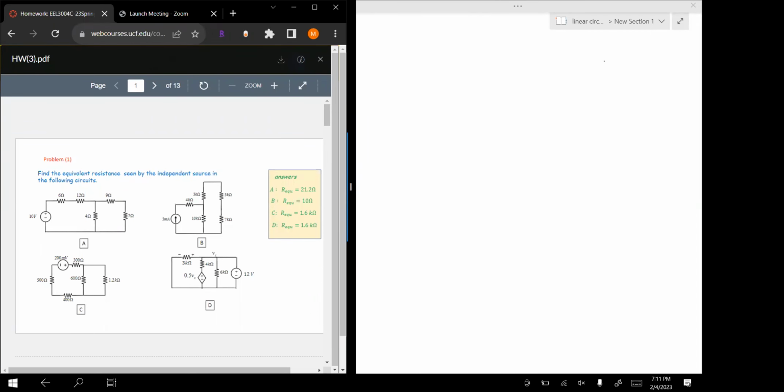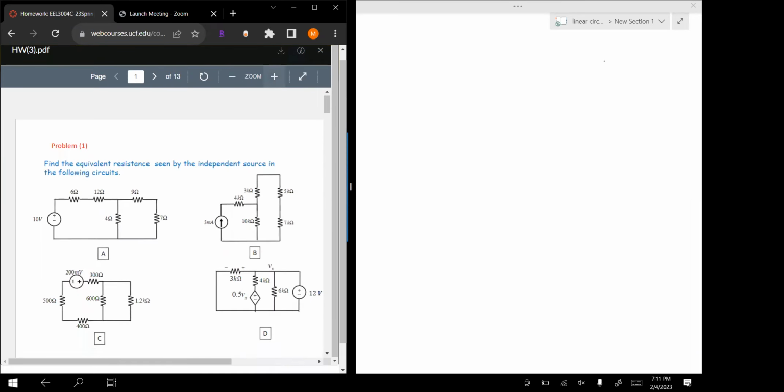So basically the goal is we're just going to go through all of homework 3, which is going to be based on circuit reduction. And then I believe homework 4 is going to be a little more in line with what we could expect on exam 1. So, finding the equivalent resistance seen by the independent source in the following circuit.